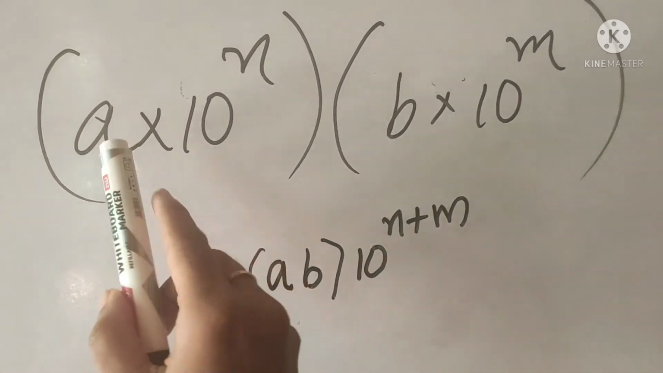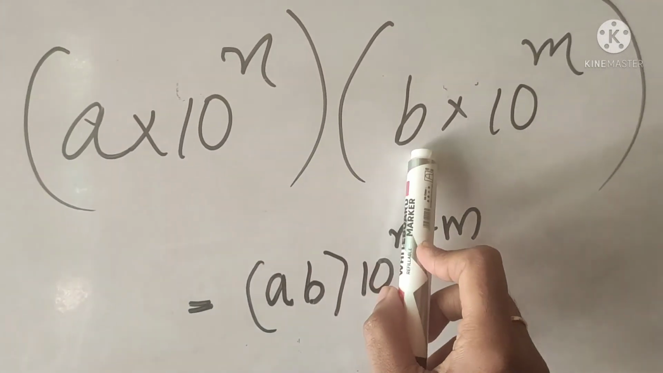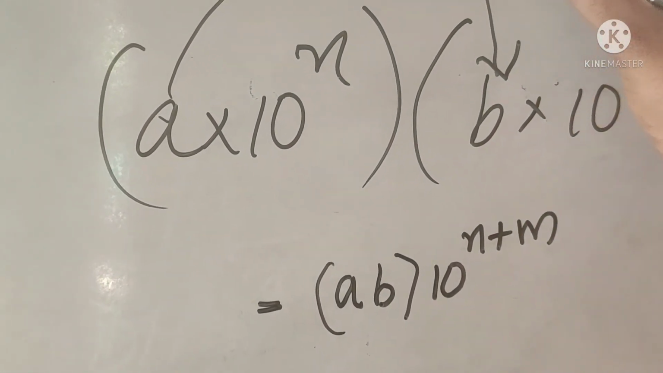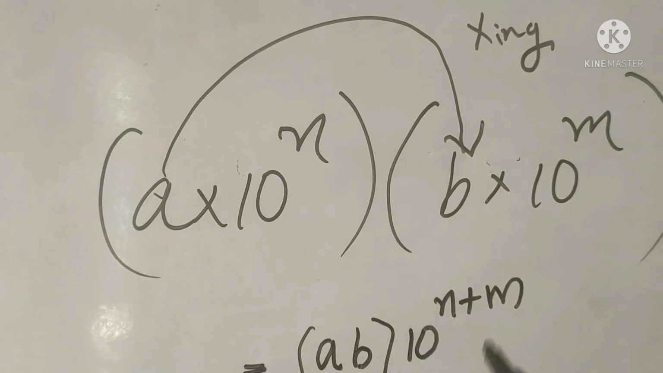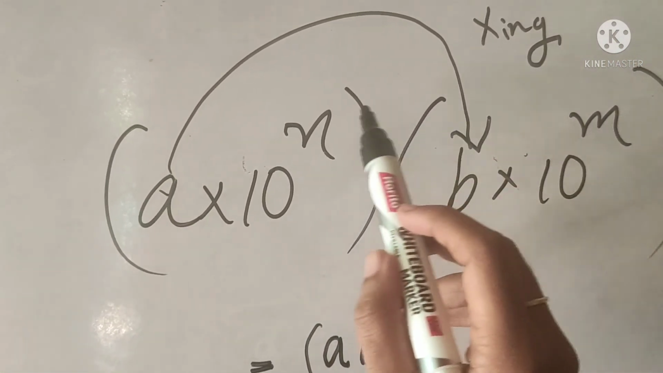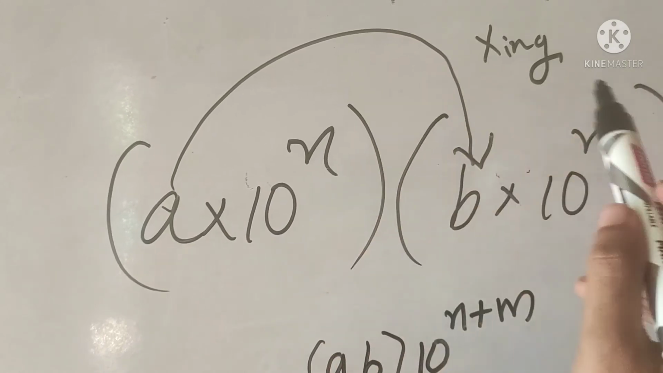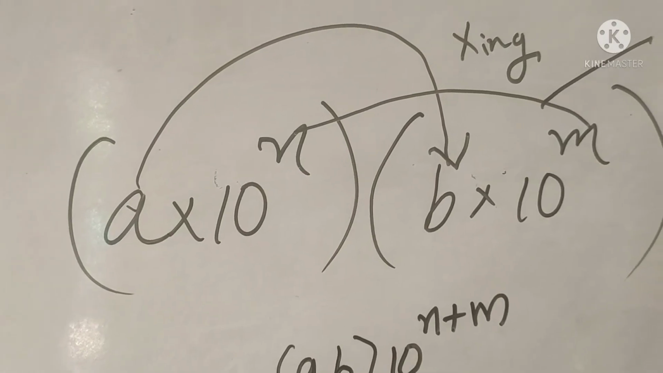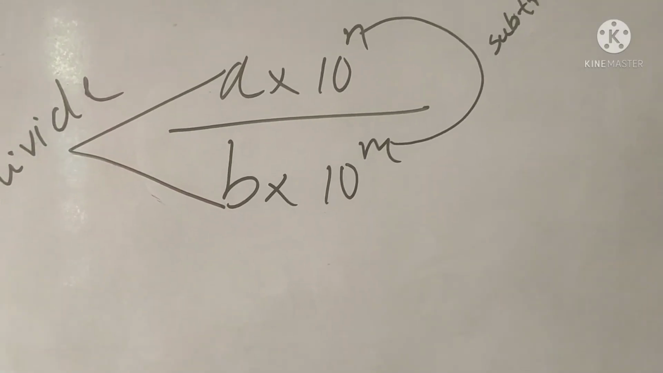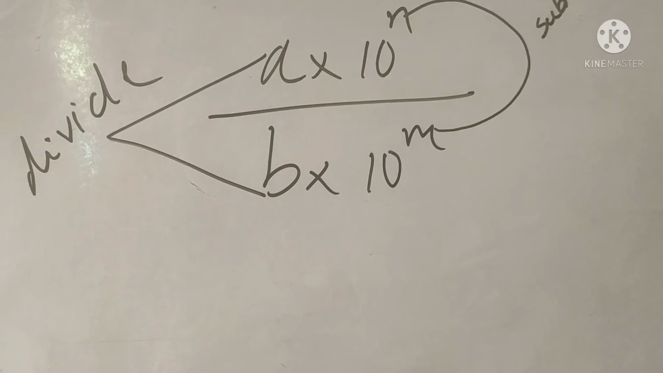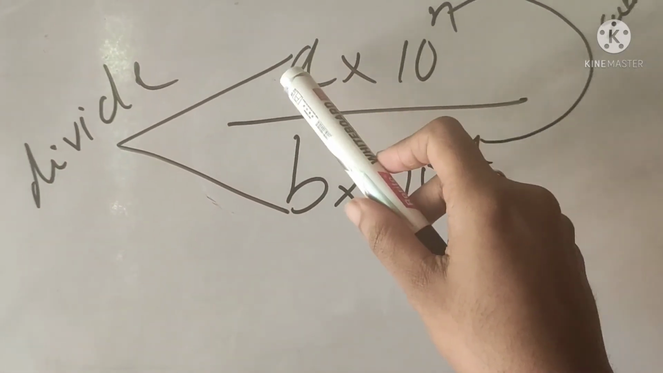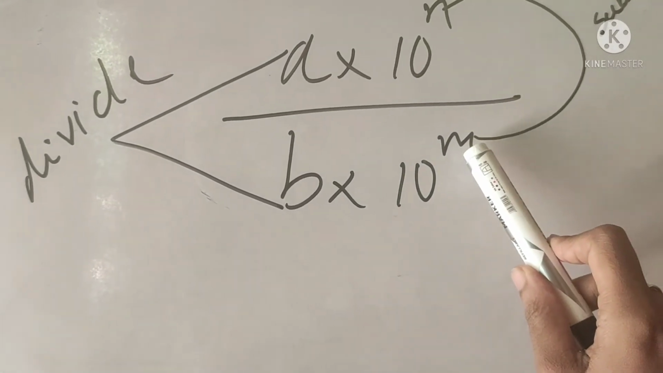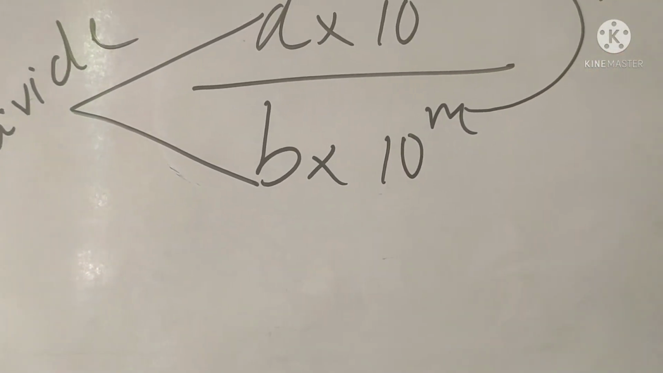To multiply two numbers in scientific notation, multiply the coefficients. Here the coefficients are A and B, so we multiply A and B. Then add the exponents. What are the exponents here? N and M. Add the exponents. To divide two numbers in scientific notation, first divide the coefficients. Then subtract the exponents.